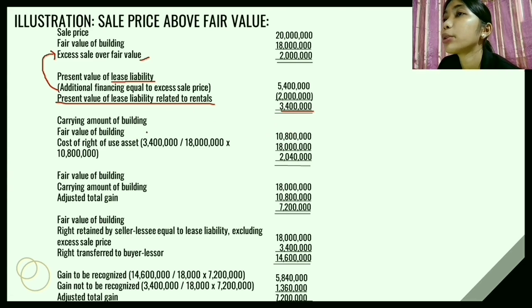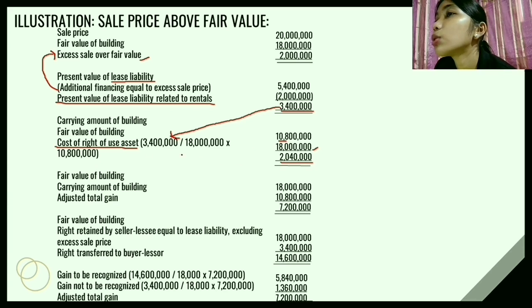Now po, ang kukunin naman po natin is yung cost of right of use asset. So, para po makuha yung cost of right of use asset, yung present value of lease liability related to rentals over 18 million natin, which is the fair value, multiplied po natin siya sa ating carrying amount. Ang makukuha po natin is 2,040,000 pesos.